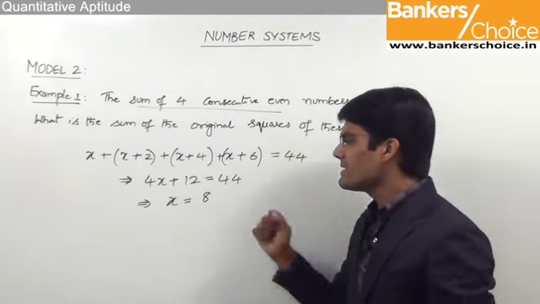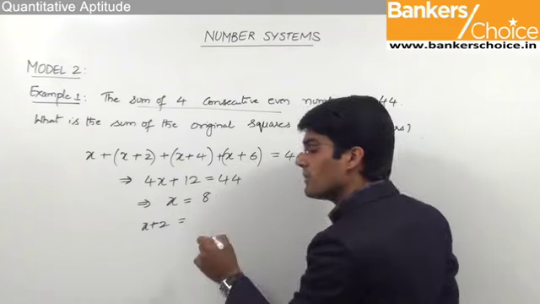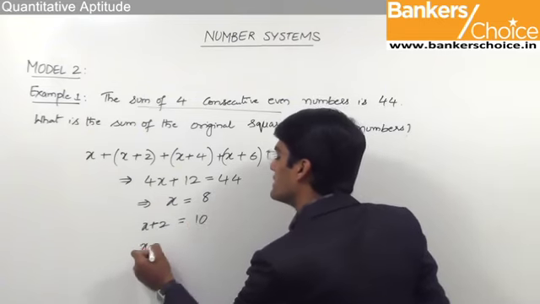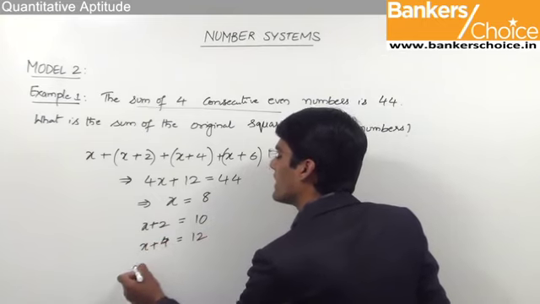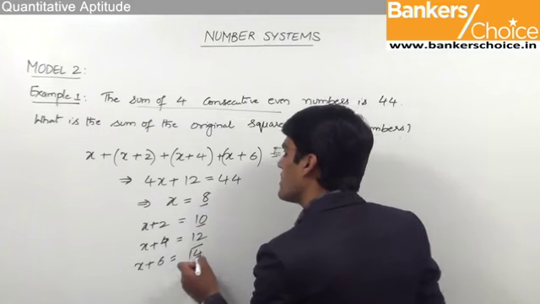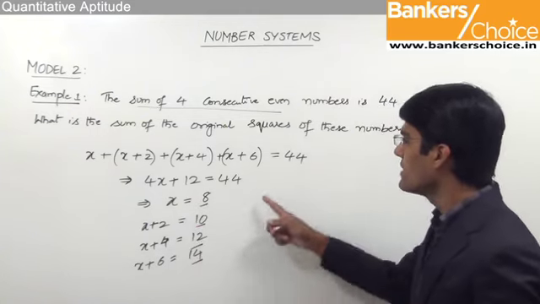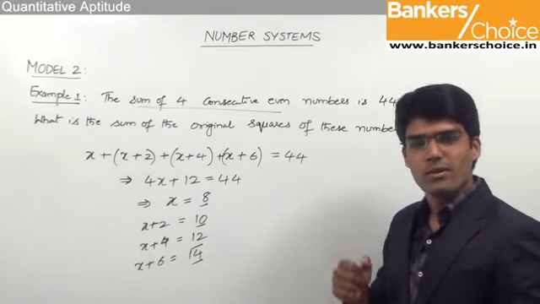Now if the first number x is equal to 8, we know that the next consecutive even number, x plus 2, would be 10. Then the third consecutive number will be x plus 4, that is equal to 12. And the fourth one will be x plus 6, 14. So these are the 4 original numbers where the sum of all these 4 numbers is 44. And we are supposed to find out the sum of the squares of these numbers.